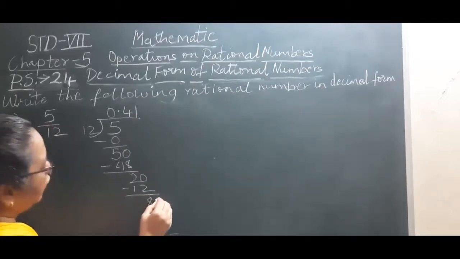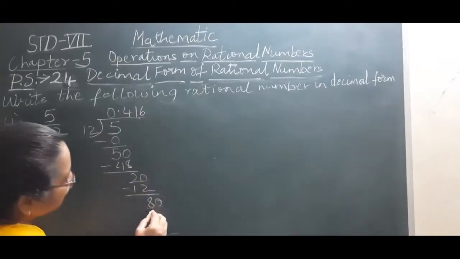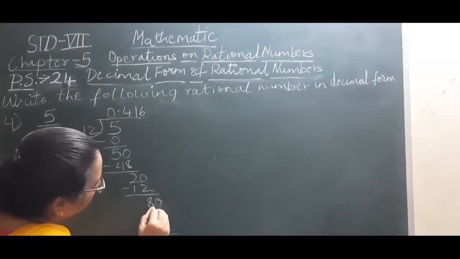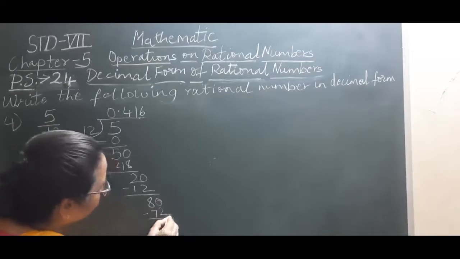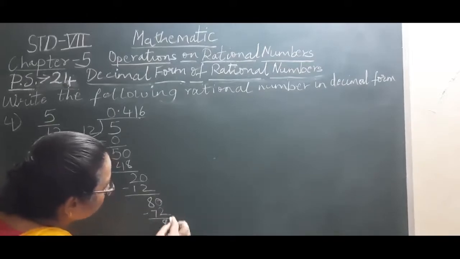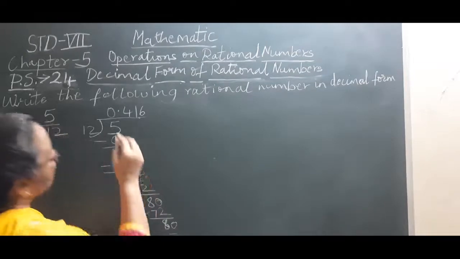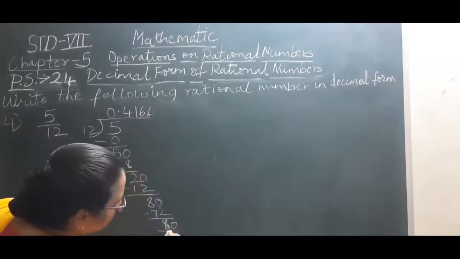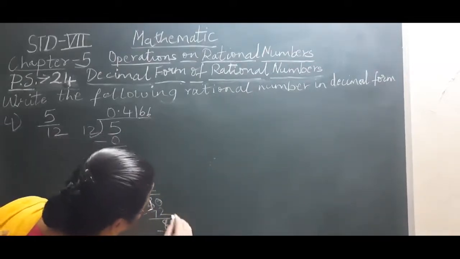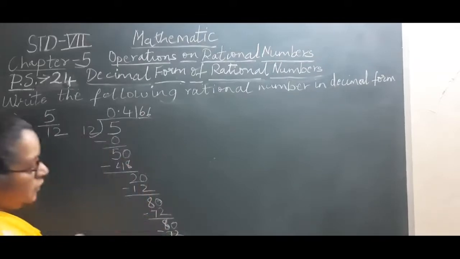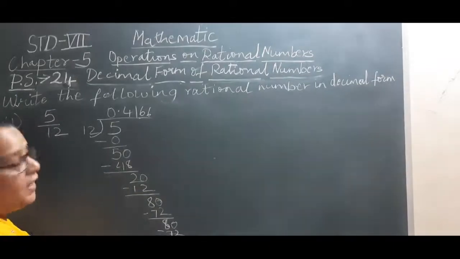Again we can add a 0. 12 6s are 72. So what is remaining here? 8. So again we can add a 0 here. Again 12 6s are 72. So what is remaining? Again 8. Now children, we can see here 8 number is repeating again and again.